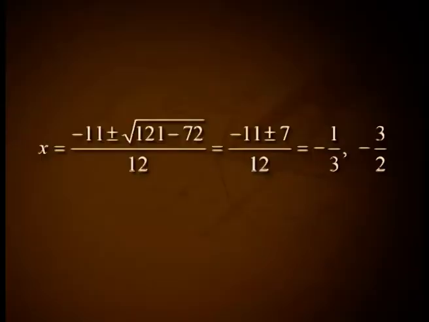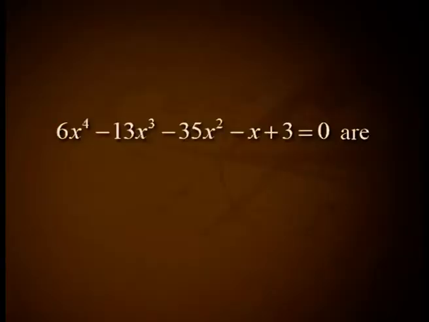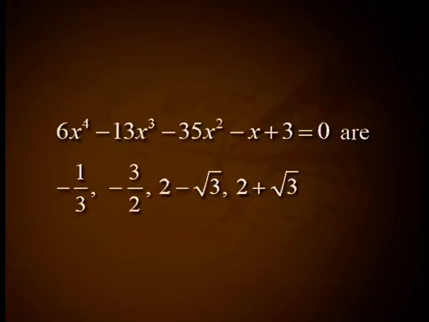x = (−11 ± √(121 − 72))/12, which is equal to (−11 ± 7)/12, which is equal to −1/3, −3/2. Hence, all roots of the equation 6x^4 − 13x^3 − 35x^2 − x + 3 = 0 are −1/3, −3/2, 2 − √3, 2 + √3.